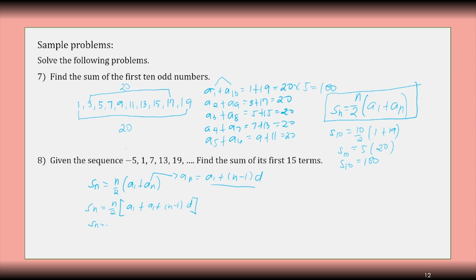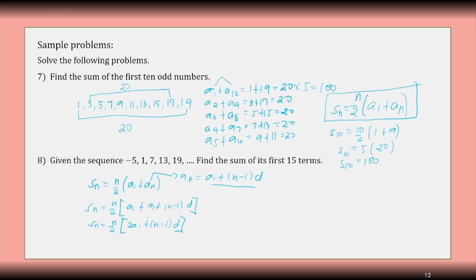So, S sub n is equals to n over 2. Then, add lang natin. A sub 1 plus A sub 1 is 2 A sub 1 plus n minus 1 times the common difference. Ito natin yung panibagong formula. Ito yung ating gagamitin para ma-identify natin yung ating sum ng 15 terms.